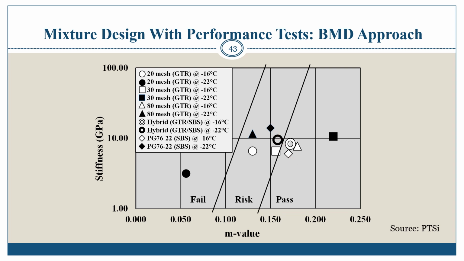And then, of course, you've got the 20 mesh. The main difference is the 20 mesh was in the fail area, and this was at the -22. And again, this could be because of the larger particle size, and like I mentioned earlier, just maybe a little more adjustment on the mix to make more room for the rubber might work for that.